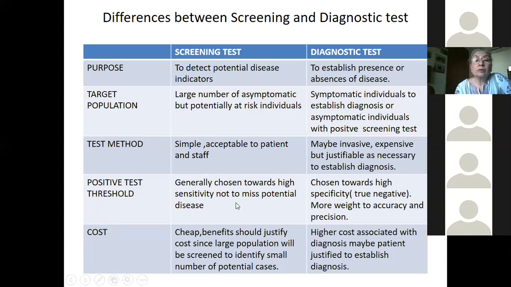In the screening test, the sensitivity needs to be very, very strong in order to pick up all those individuals who are at risk of developing that disease. But as far as the diagnostic tests are concerned, because we perform them on the screen positive people, the diagnostic test needs to be very, very specific, with a high specificity to pick up the final positive people. Again, diagnostic tests are expensive tests to perform.